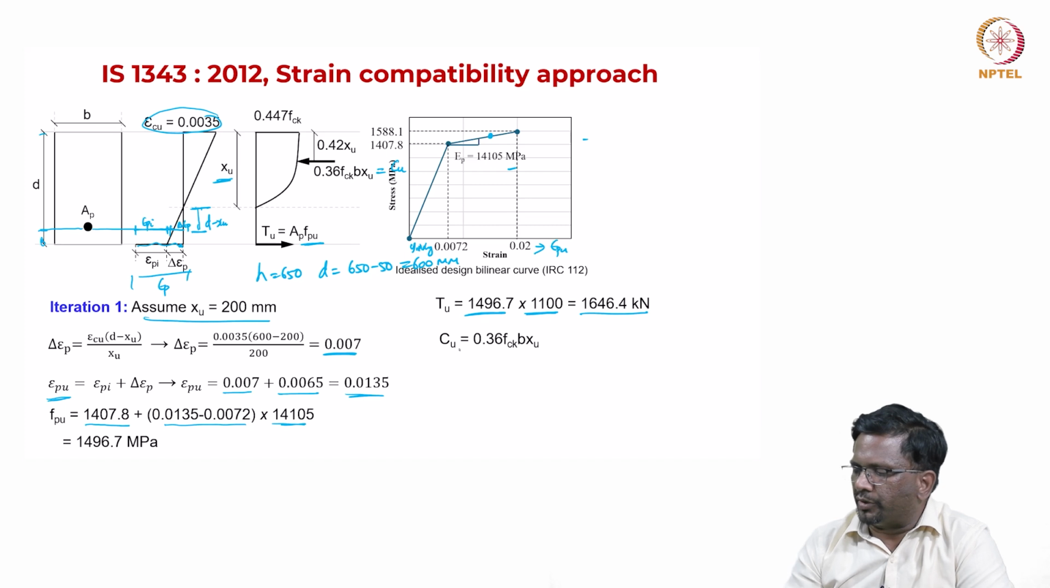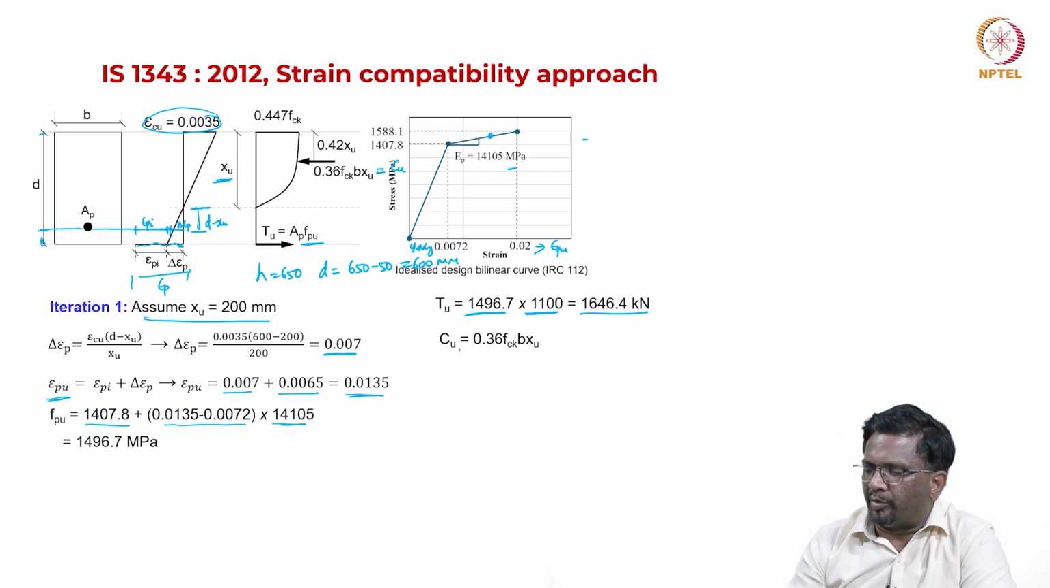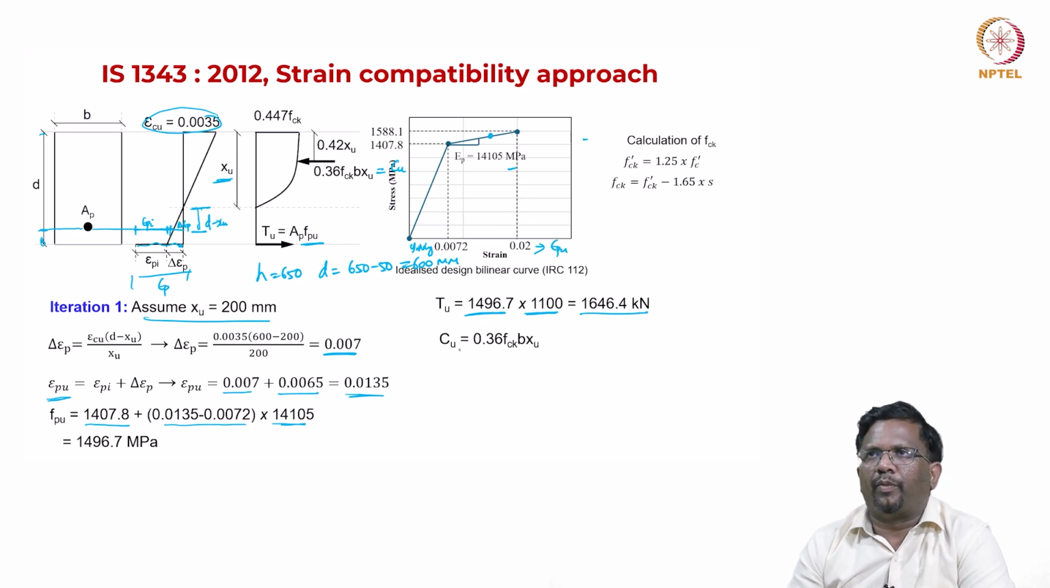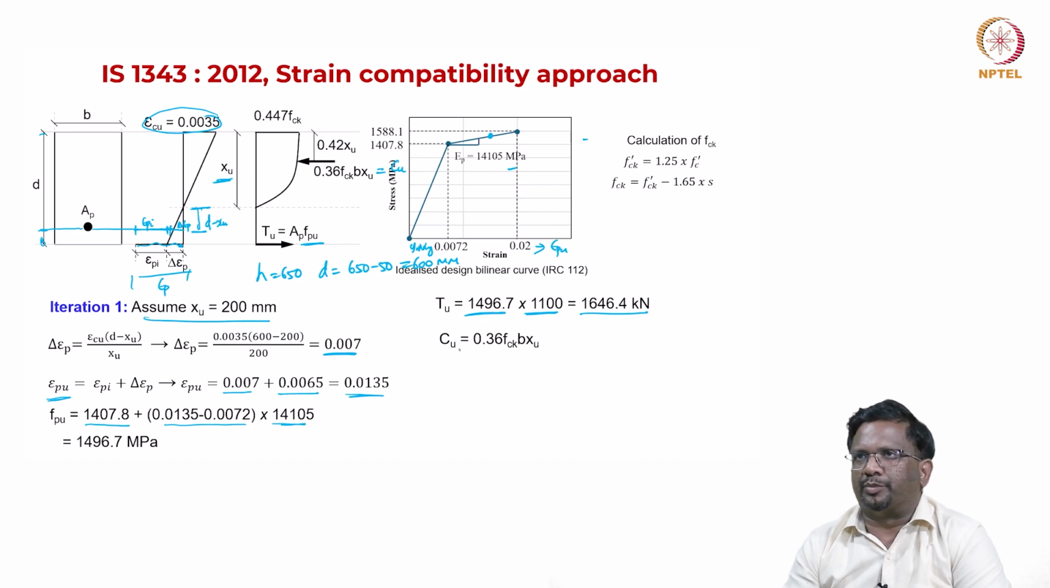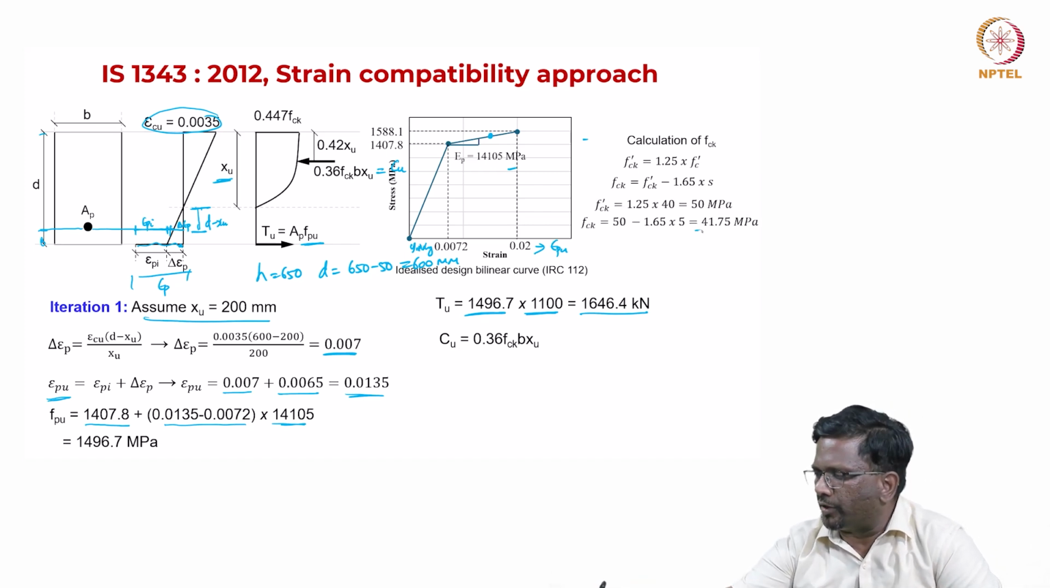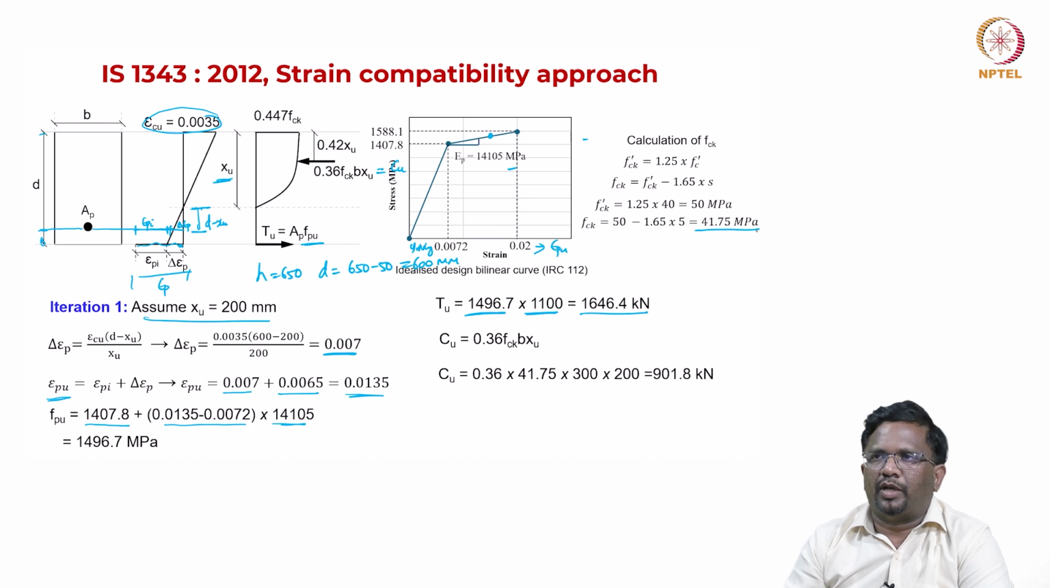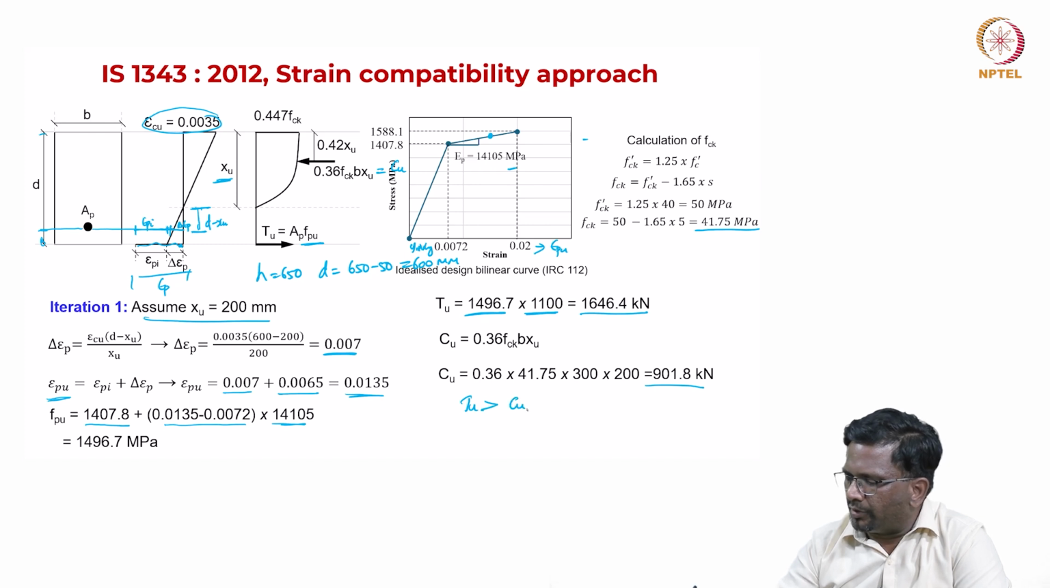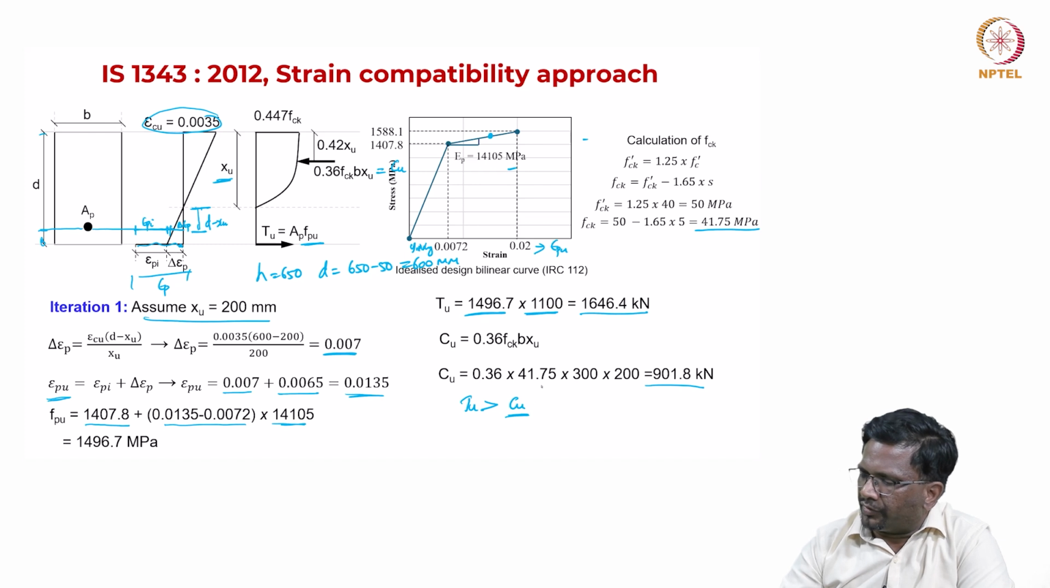Now, you see Cu, the compression force in concrete, is 0.36 fck b Xu, and if you substitute fck, the calculation works out to be 41.75 megapascal, and Cu is working out to be 900. Now, you see here Tu is greater than Cu. Now, I have to reduce Cu. Hmm, how can I reduce Cu? If you see in this equation, I cannot change fck, and I cannot reduce b, which is already given to you. Only thing I can reduce is Xu, right.